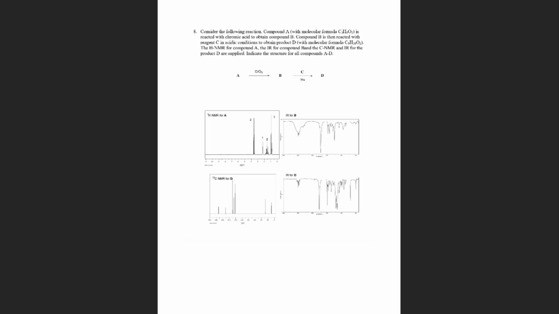This one's interesting. This is the first example that we have of NMR for this packet. But this is another option where we consider a reaction. Compound A with a molecular formula, react it with chromic acid to obtain compound B. We react compound B with reagent C in acidic conditions to obtain product D. It gives you HNMR and IR, and then it gives you carbon NMR and IR.